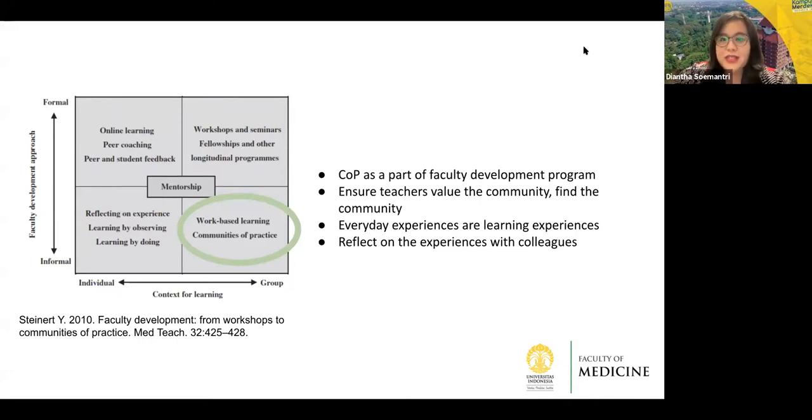So if we talk about COP as a part of a faculty development program, it's also important to talk about the recognition or the rewards that the faculty or the school give to the community of practice, whether they can value teachers who immerse themselves into the community and learn from the community. So that will be one challenge that we will discuss later. But this slide wishes to highlight the importance of communities of practice as a part of the formal faculty development program in our university and our school.